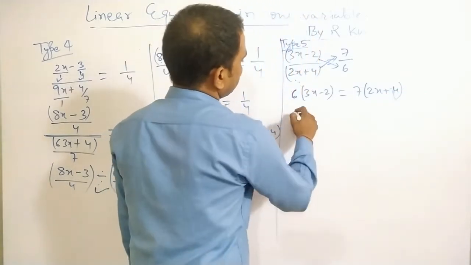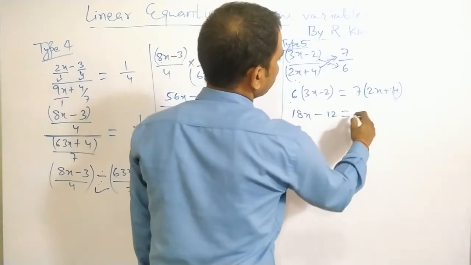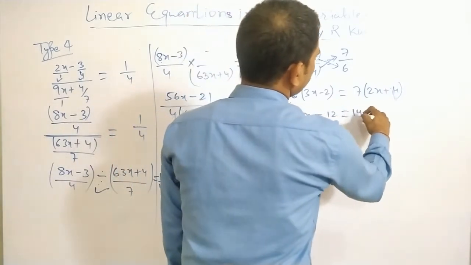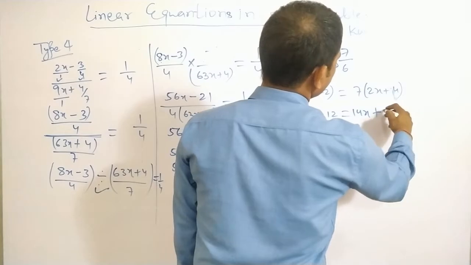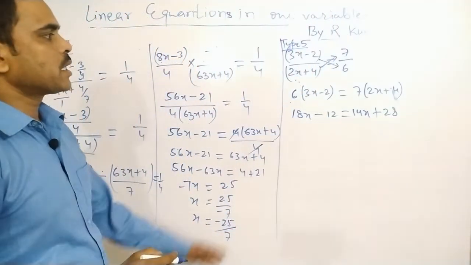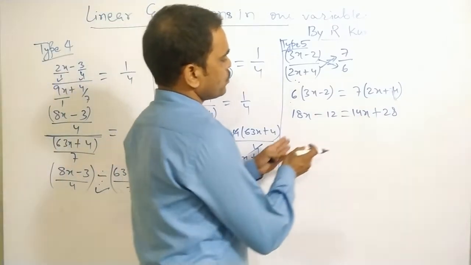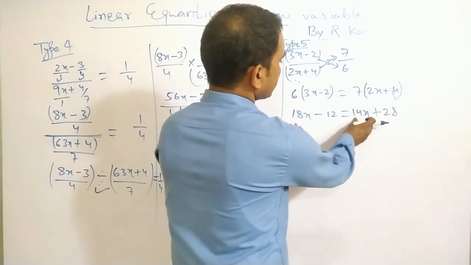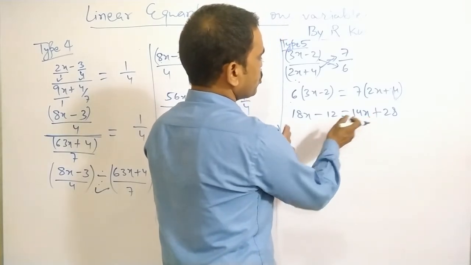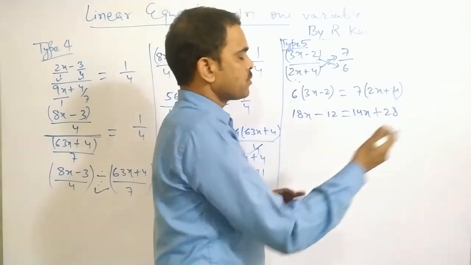Now 6 times 3 is 18x, minus 6 times 2 is 12, equals 7 times 2 is 14x plus 7 times 4 is 28. Now one more time, you can see we are getting the simplest form. After this, what we require is to keep the variable or x related terms on one side and shift the numerical values to the other side.